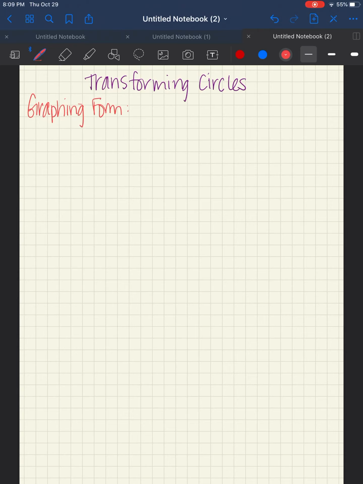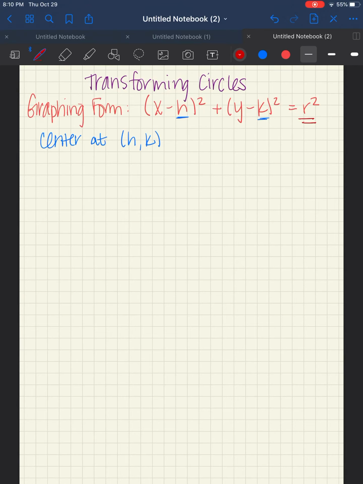So for a circle, it's going to look a little bit different. So we have x minus h squared plus y minus k squared equals r squared. Okay, the information that this actually tells us is our h and our k values actually tell us the center of the circle. And then the other value in our equation here is our r value, and that tells us our radius.